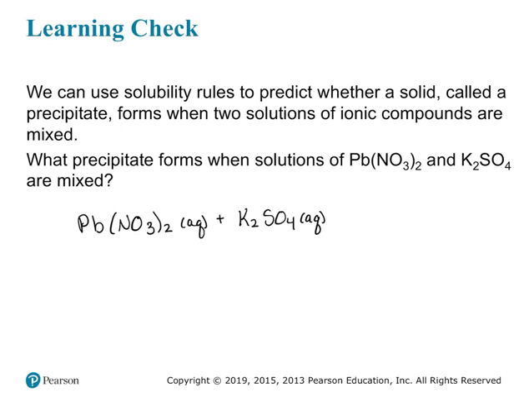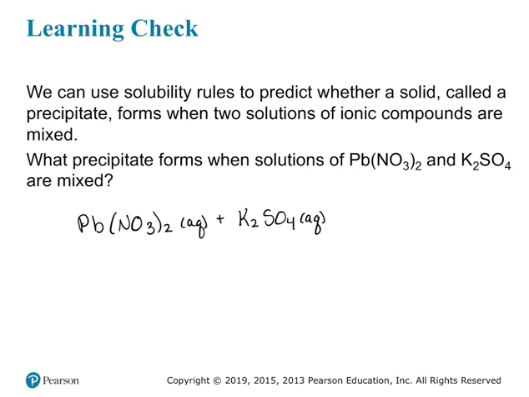So they're both dissolved in water. And let's see. We know that lead nitrate can dissolve in water because nitrate is always soluble no matter what. And then we know that potassium sulfate can dissolve in water because potassium is always soluble. All right. So now let's figure out, if these two react, which product would be a solid and which product would be aqueous?